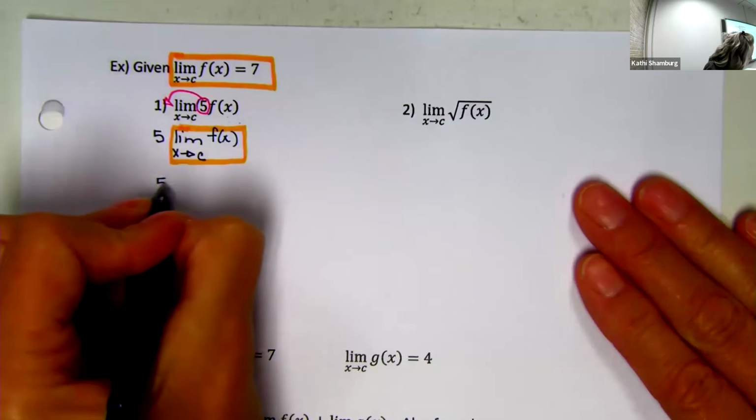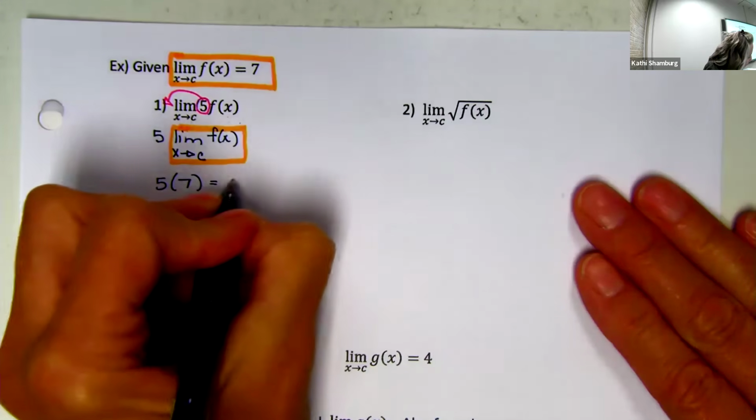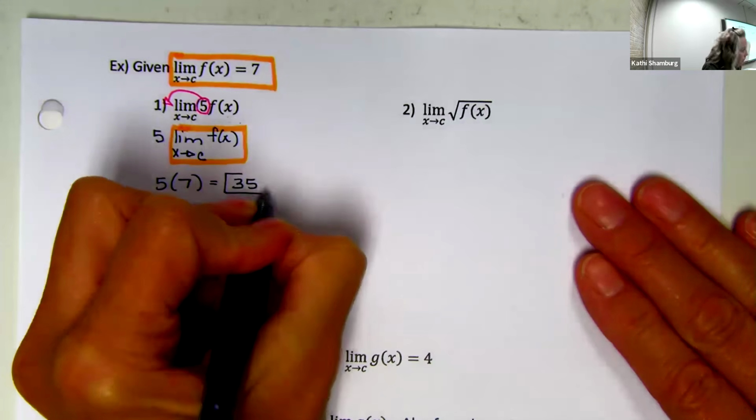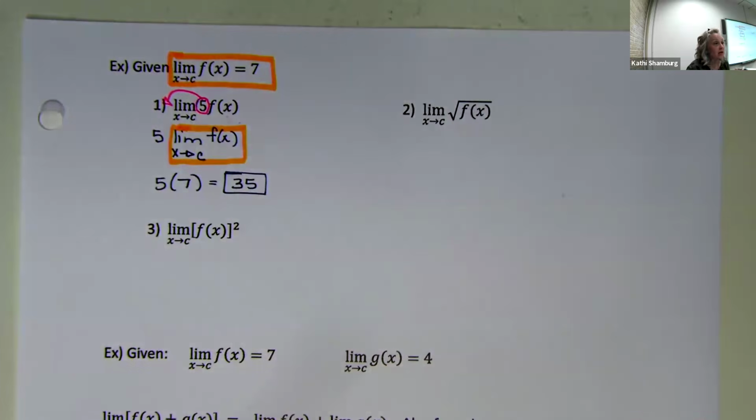So that would just be 5 times 7, 35. Again, I didn't have to find the limit. They just gave it to me. They said, here is a gift.